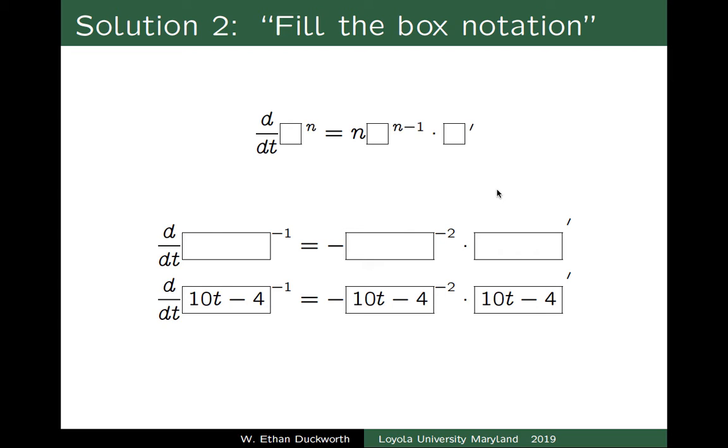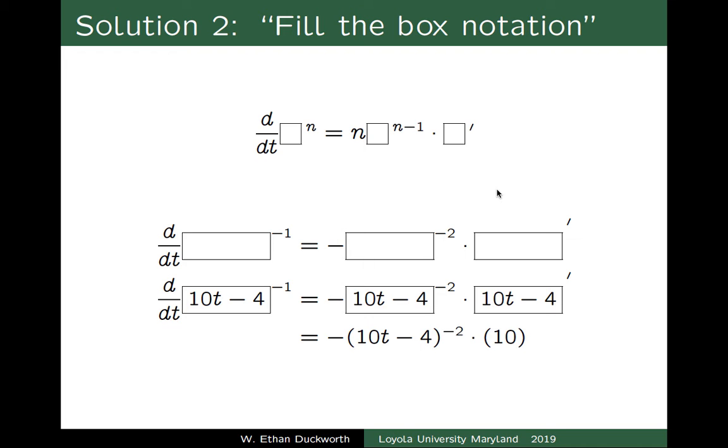Okay, so the last step is to finish that last prime. As long as you have a prime there, that means you haven't taken the derivative yet. So I will rewrite it without the boxes as well. The first part I'll use parentheses: negative (10t minus 4) to the negative 2, and then the last part I take that derivative and it becomes 10 instead of (10t minus 4).